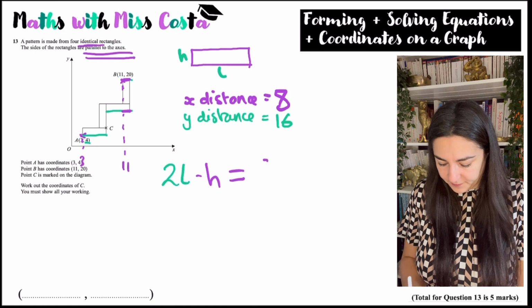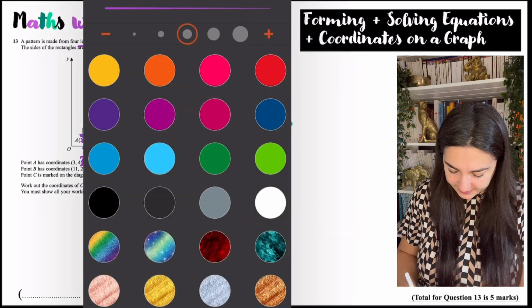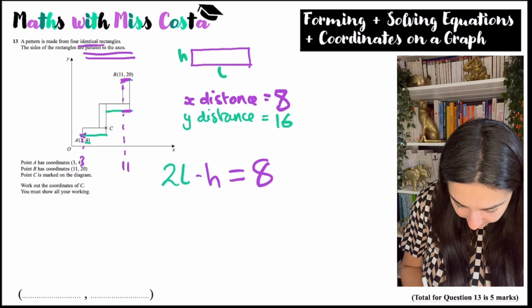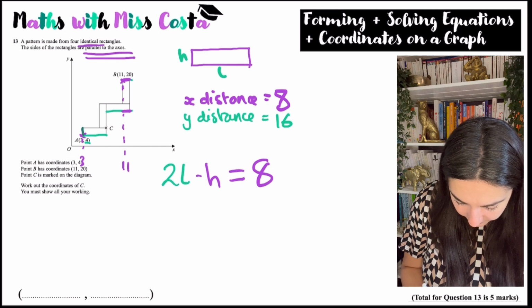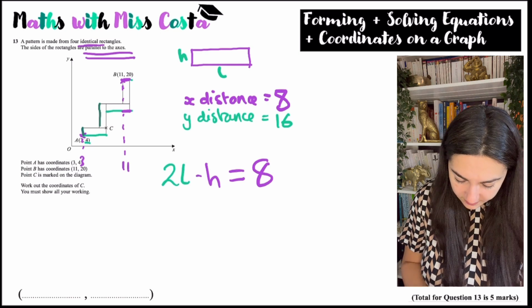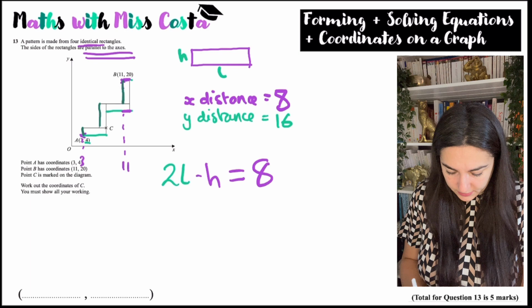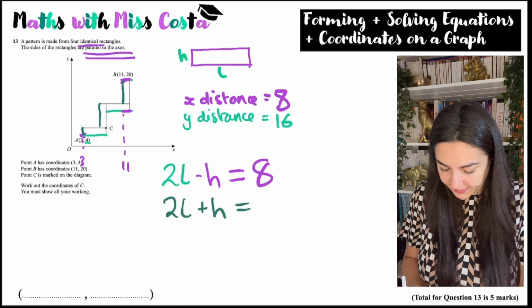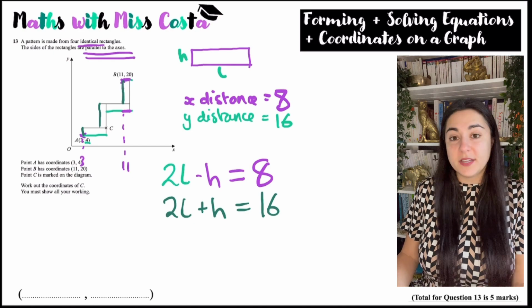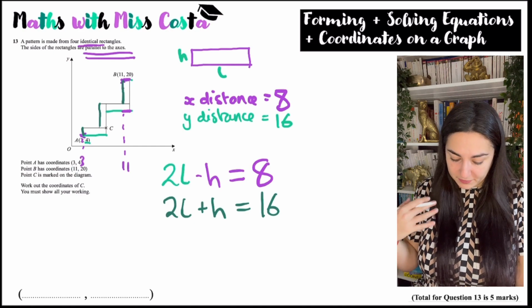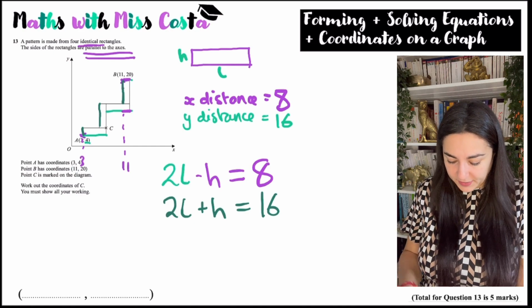which is 8. And then my y distance, I go up by a height, up by a length, and up by another length. So 2 lengths plus a height is 16. Okay, so now I've got, and I've set myself up a pair of simultaneous equations, so I can solve these.